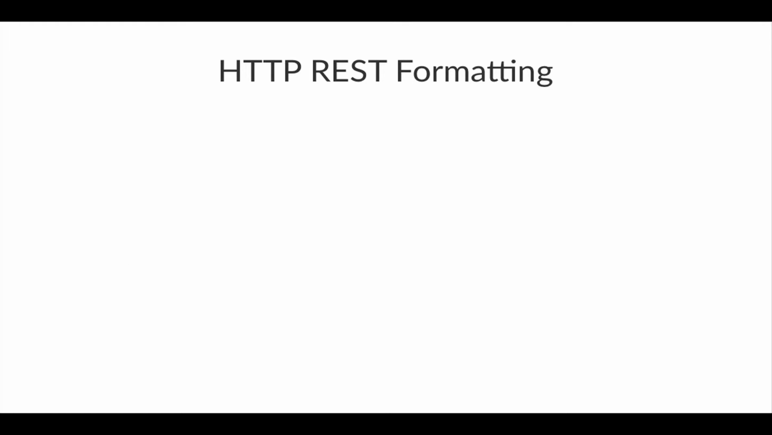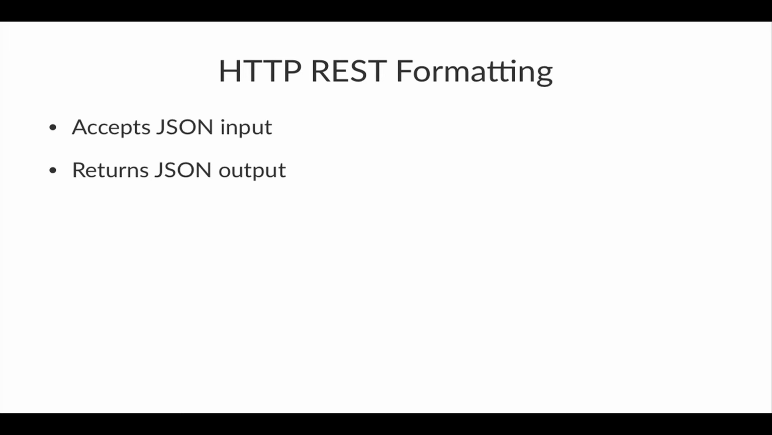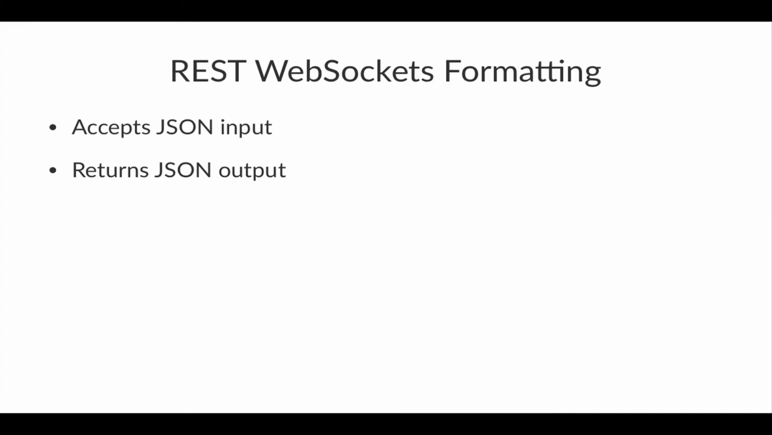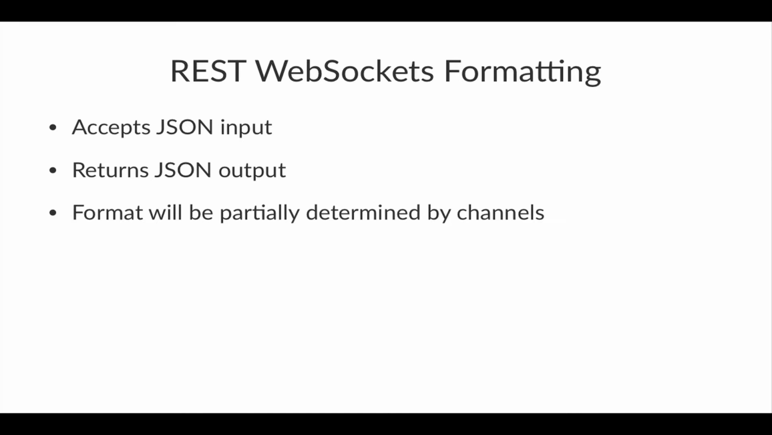Cool. So first thing, this should be very easy. For this section of the talk, I'm going to start with HTTP and then compare it to WebSockets and translate back and forth. So for most HTTP REST endpoints at this point, we're saying it accepts JSON input and returns JSON output. Wow. All right, so for WebSockets, we're going to do the exact same thing. We're going to accept JSON input and return JSON output. The one difference here with WebSockets is because I've chosen Channels as the implementation, the format of our JSON is going to be a little bit determined by Channels, and we'll see an example of that later.